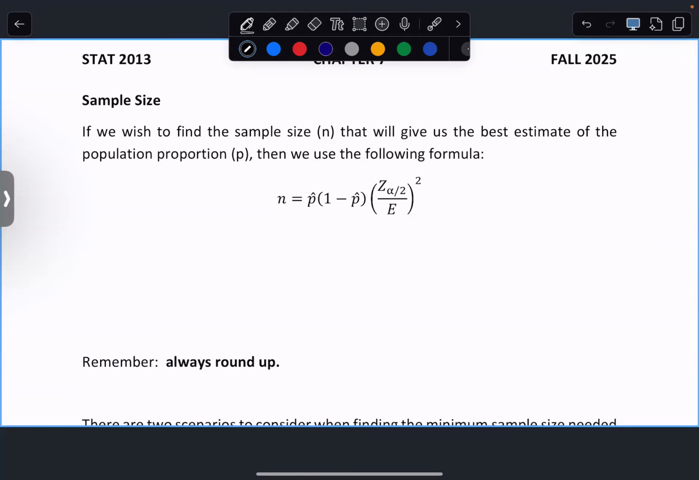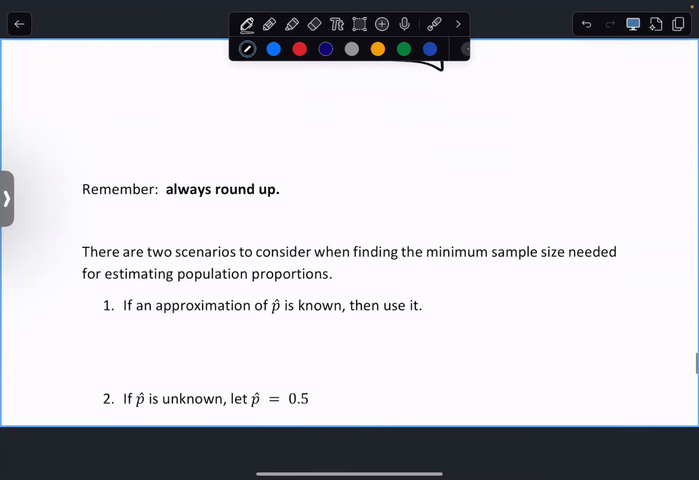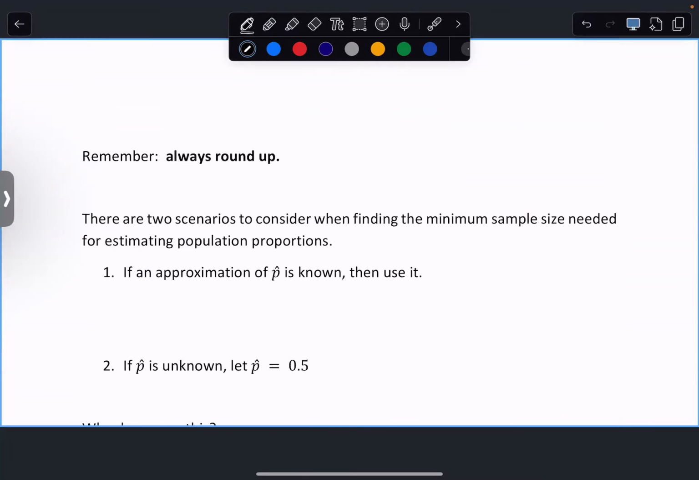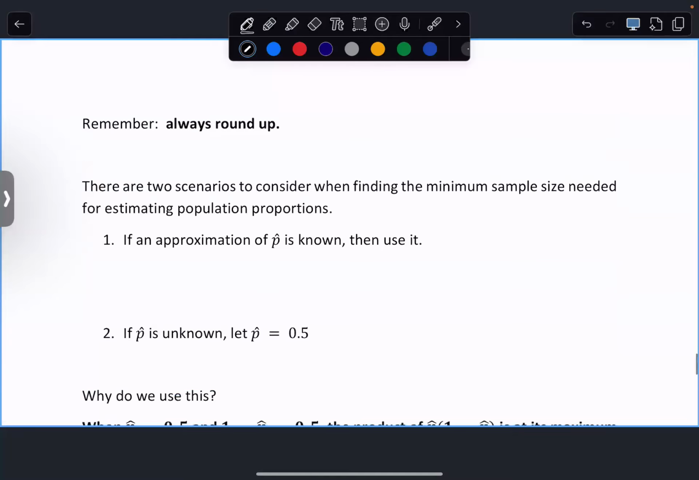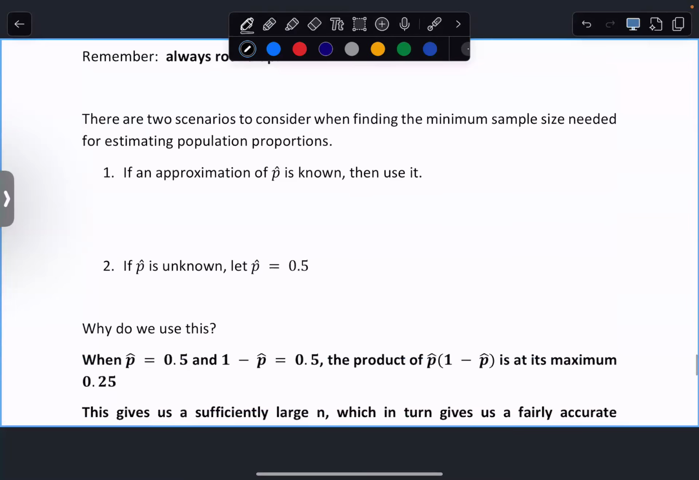So let's use this to find the sample size, or the number of people to survey in our research. If we wish to find the sample size that will give us the best estimate of the population proportion, then we use the formula here. And always remember to round it up. And take note of these.